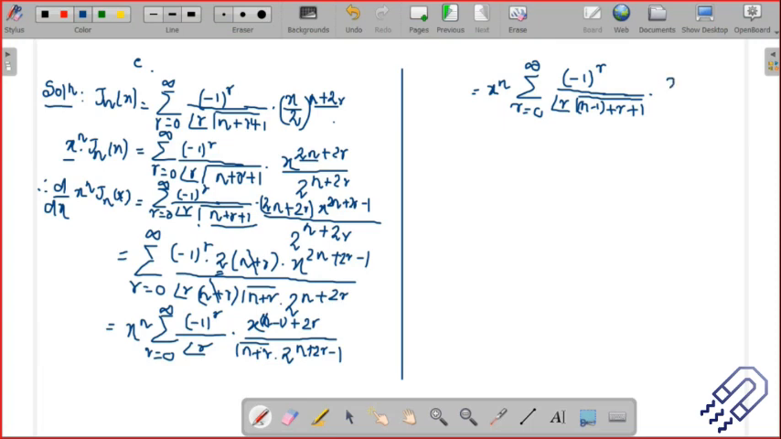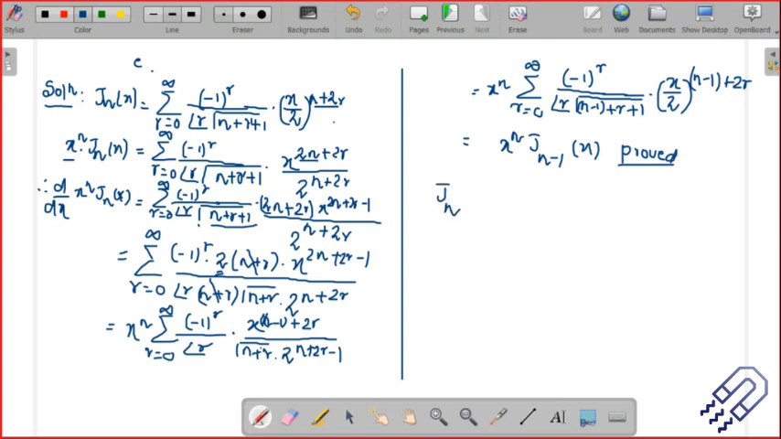So I can simply write it down as x divided by 2 to the power n minus 1 plus 2r. If you compare and have a look, this would be nothing but x to the power n J n minus 1 x. That's the proof. Let me just write down J n x once.